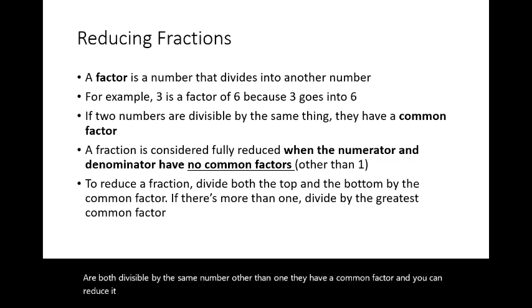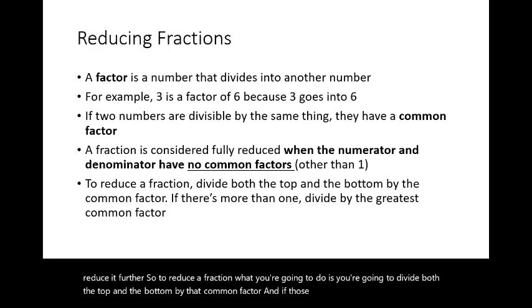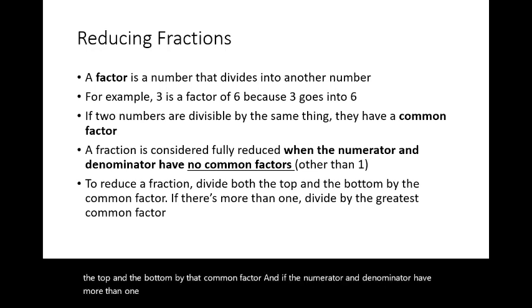So to reduce a fraction, what you're going to do is divide both the top and the bottom by that common factor. And if the numerator and denominator have more than one common factor, you're going to divide them both by the greatest common factor, or the largest number that goes into both of them.